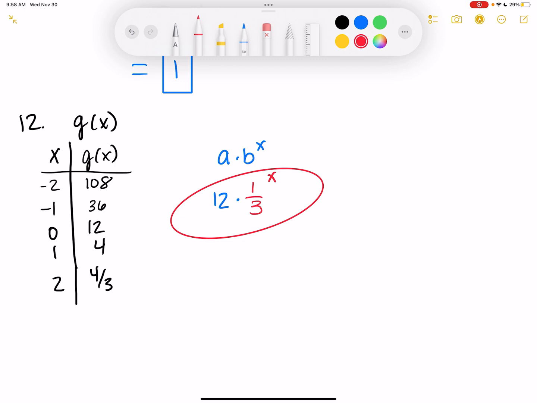So notice, as x values get bigger, g of x values get smaller. So this is a decay problem, meaning this is going to be a fraction. I was going to say the one that you'll have to do for homework is the opposite, but it's not. If g of x was getting bigger as x got bigger, it would be a growth function, meaning this would have been a whole number.